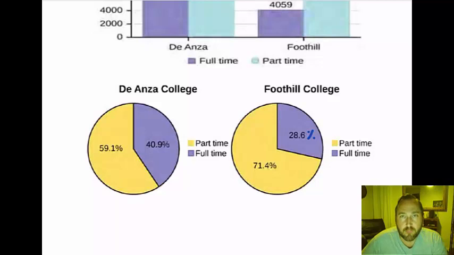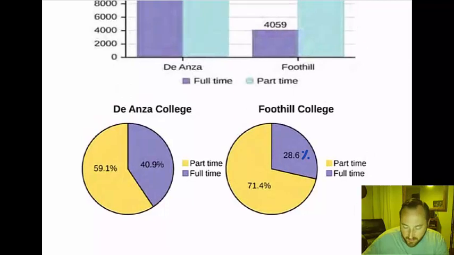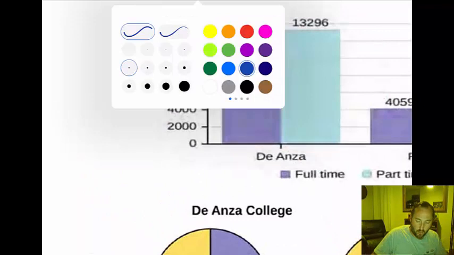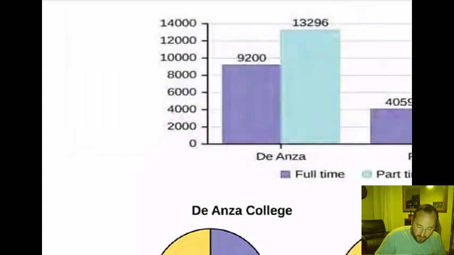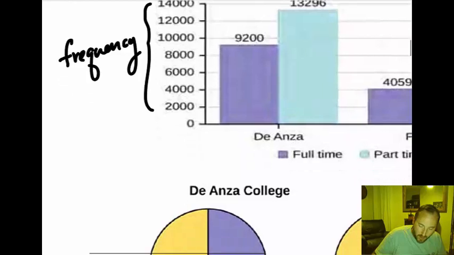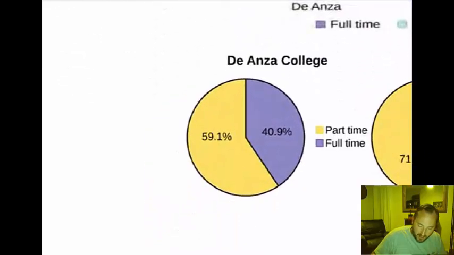The pie chart has percentages. They don't have to be percentages, but a lot of times they are, because they go along with this term called relative frequency. So with the bar graph, we'll go ahead and indicate that this is a frequency. Sliding down to the pie chart, these percentages are relative frequency.